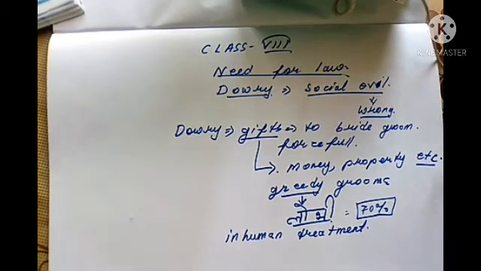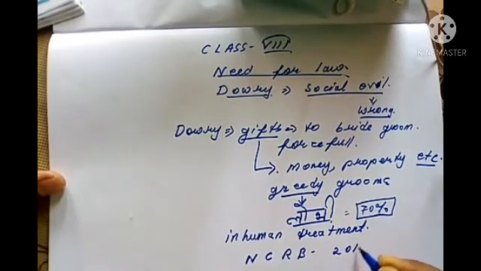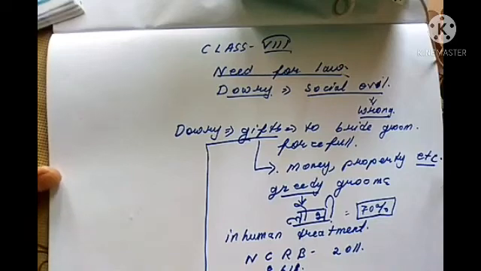According to the National Crime Record Bureau, in 2011 alone 8,618 dowry death cases were reported across India. It is because of that we need laws to control this social evil. So what is the law?